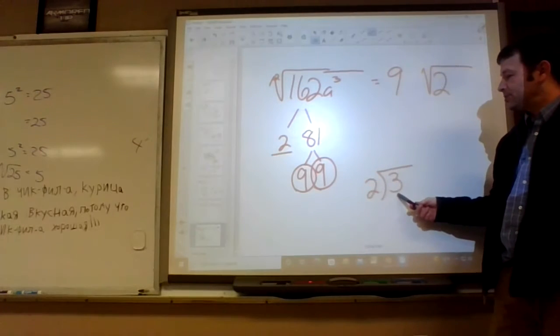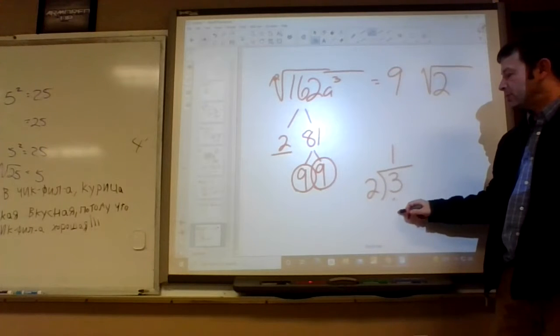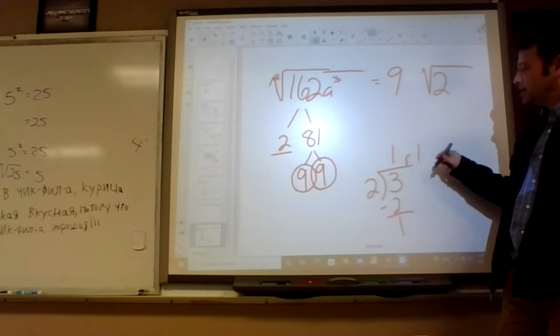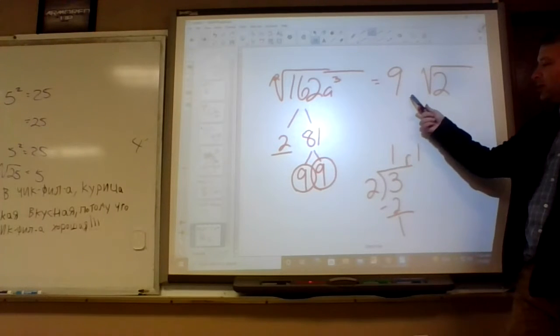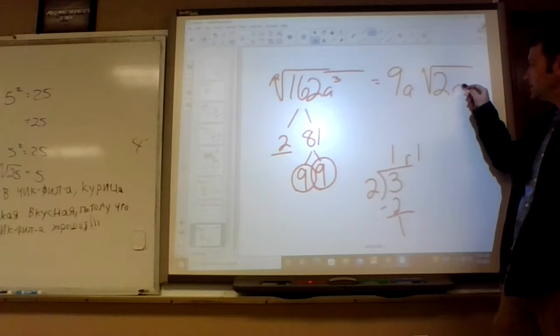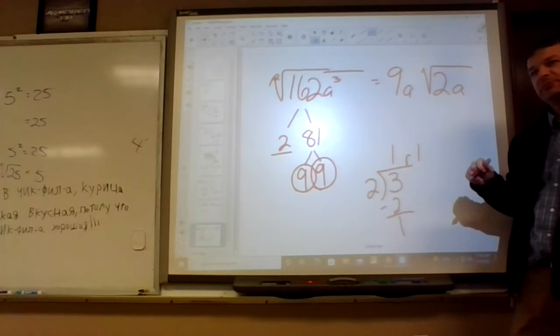So how many times does 2 go into 3? Once, with a remainder of 1. Okay, so what that means is there's going to be 1 a on the outside and 1 a on the inside. You guys remember that? Are you sure? Nobody?